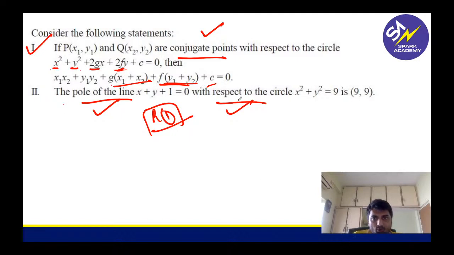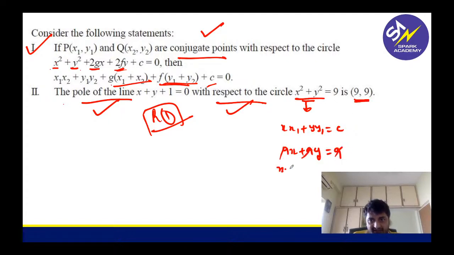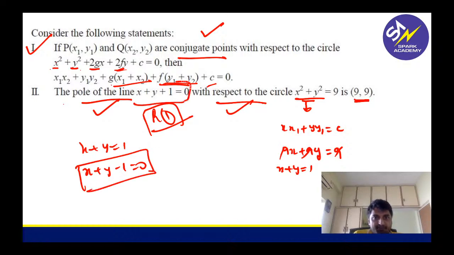What about statement 2? Pole of the line. How do you write the pole? Pole is similar to conjugate, I told you. So you'll basically get xx1 plus yy1 equal to c, whatever is there. So what is your x1, y1? 9 and 9. So 9x plus 9y equal to 9 I am getting, or in other words, x plus y equal to 1, or x plus y minus 1 equal to 0. But what did he say here? x plus y plus 1 equal to 0. So second is false. So 1 is true, 2 is false.